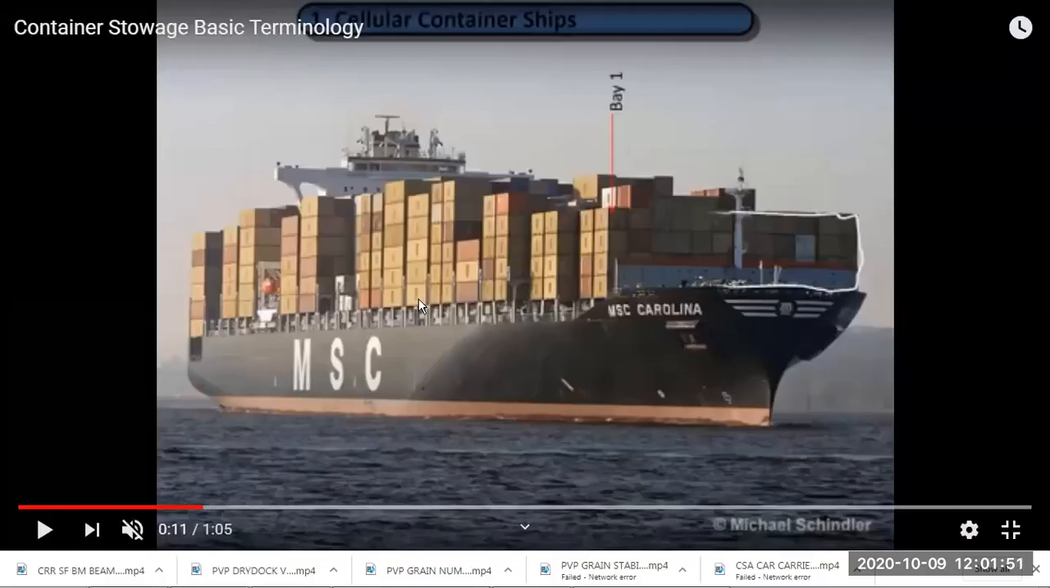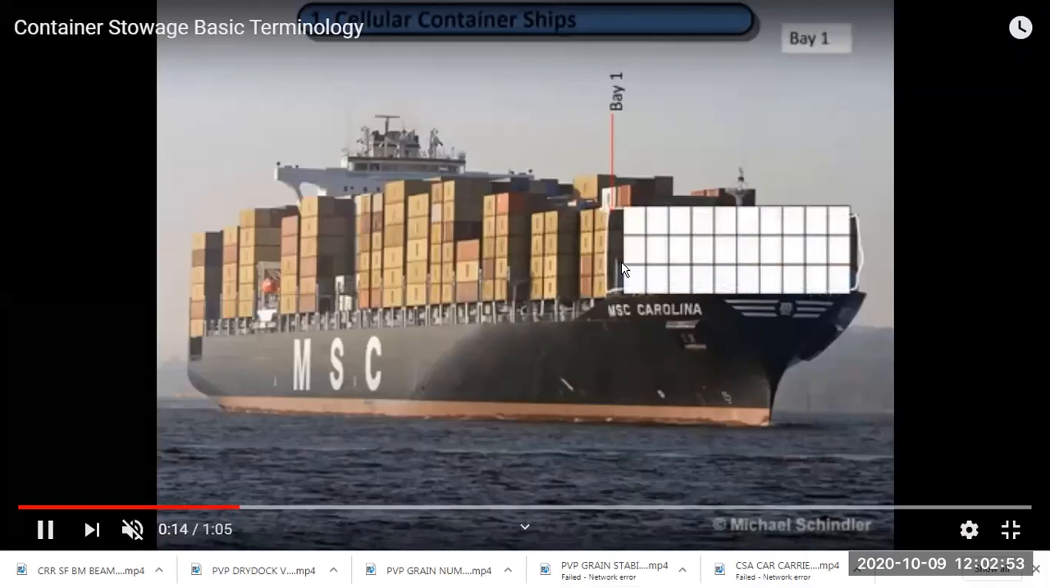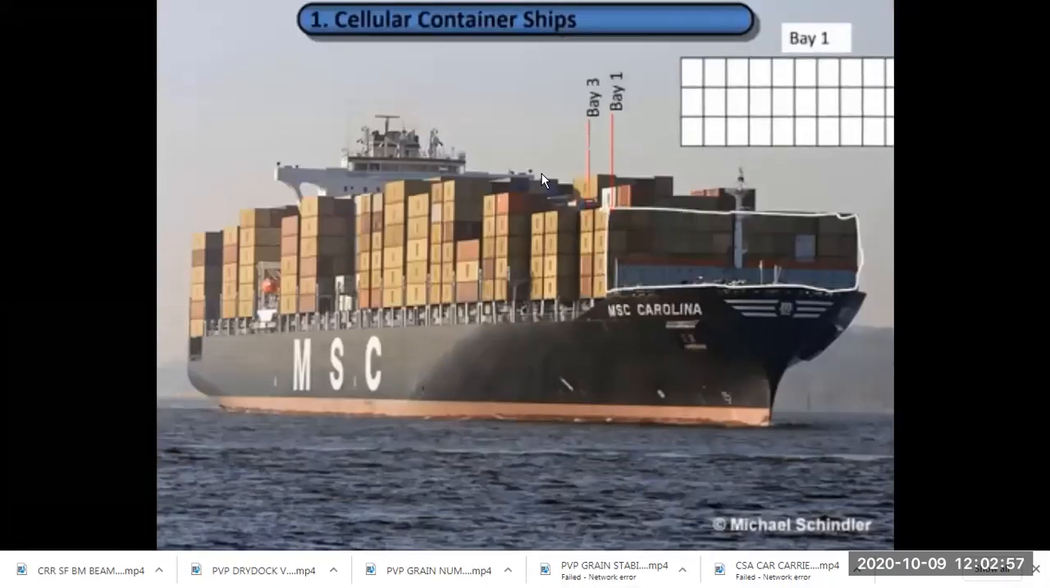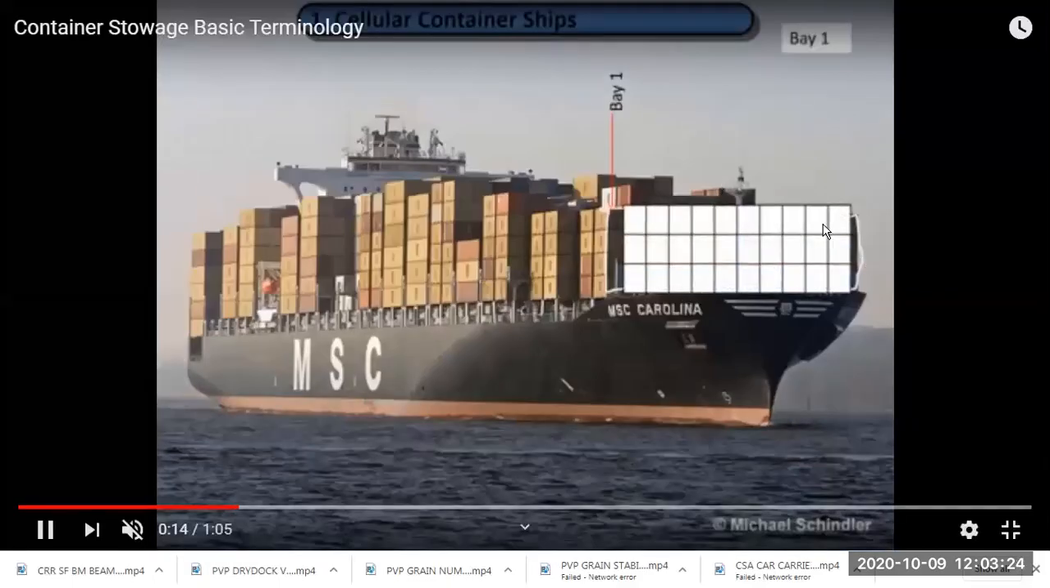Okay guys, so today we are going to talk about the stowing of the containers, that is bay, row and tier. So you can see this container ship and you can see this first section. So bay is a transfer section from port to starboard. So this first section is your bay.